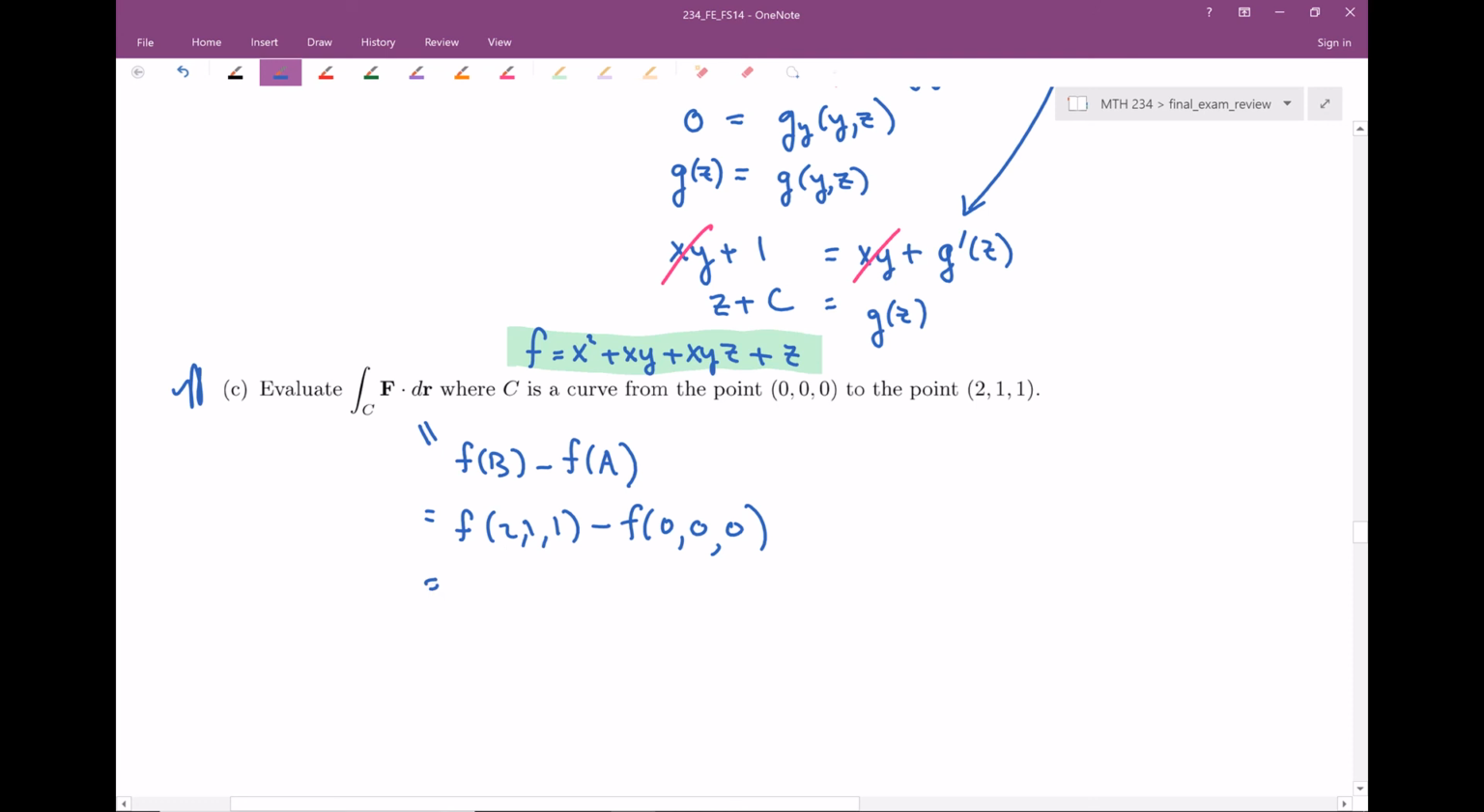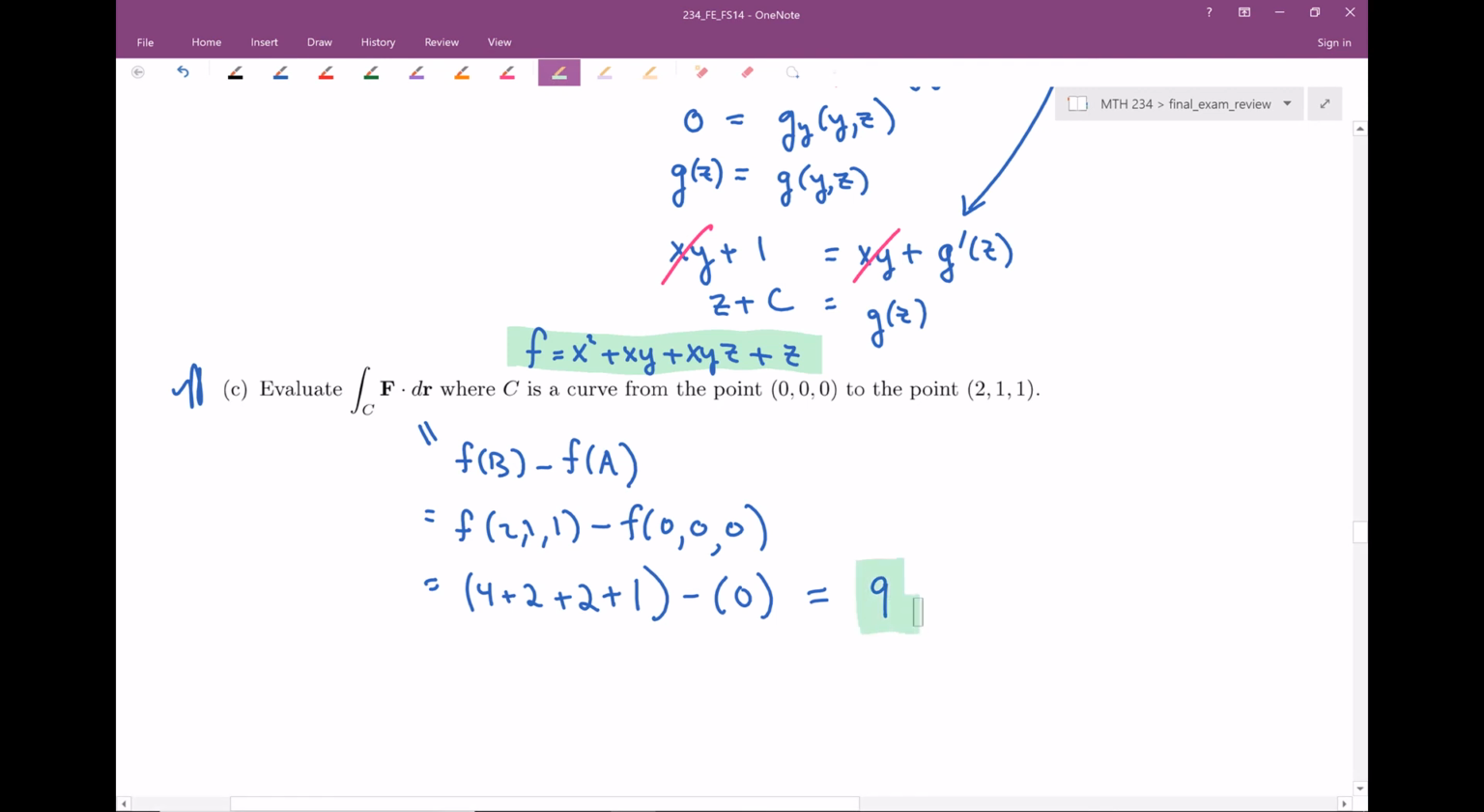So I found my potential function up here. Let's go ahead and plug in these values. Everywhere I see an x, I'm going to plug in 2. So that's going to be 4 plus x times y, that's 2 times 1, which is 2, plus x times y times z, so that's 2 times 1 times 1, plus z. Minus f of 0. So f of 0 is going to be zeros all around, so subtract away 0. So in this case, we're going to have 4 plus 4 is 8, plus 1, so that's going to be 9 minus 0, so altogether 9.